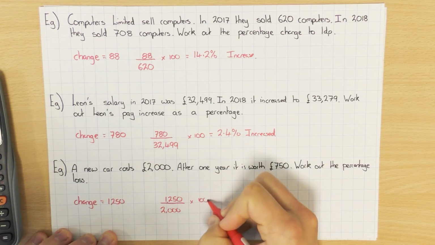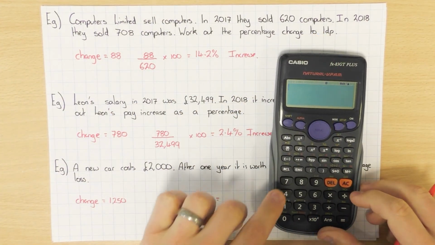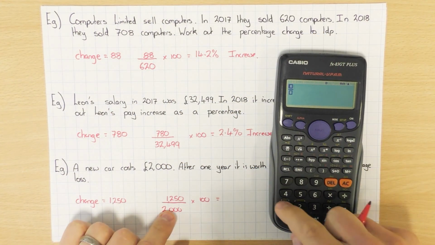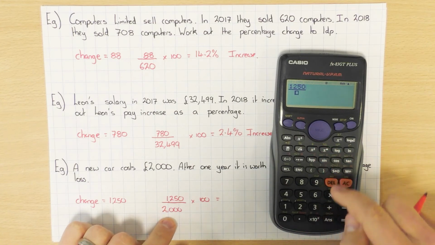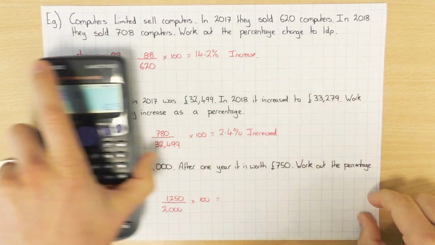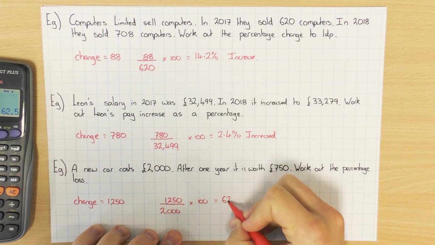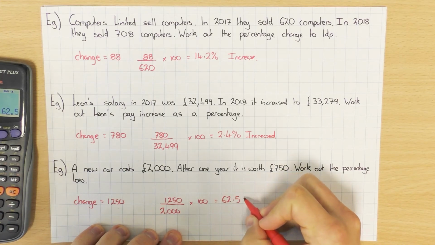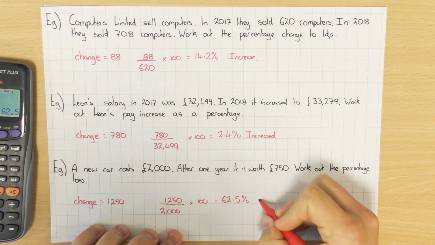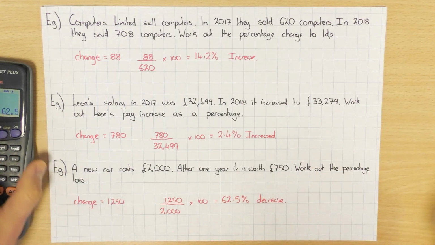I'm going to times that by 100 to change it into a percentage. And what do we have? Let's have a look. Times by 100. And we have a 62.5. So 62.5%. And of course, this one is a decrease because it has gone down.